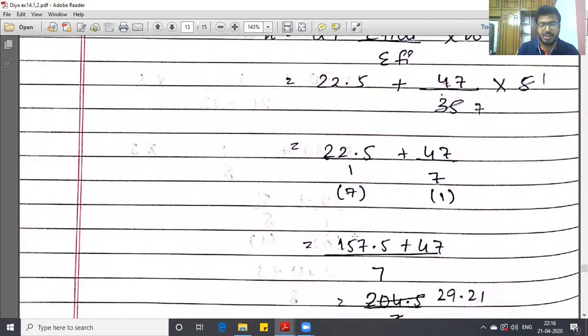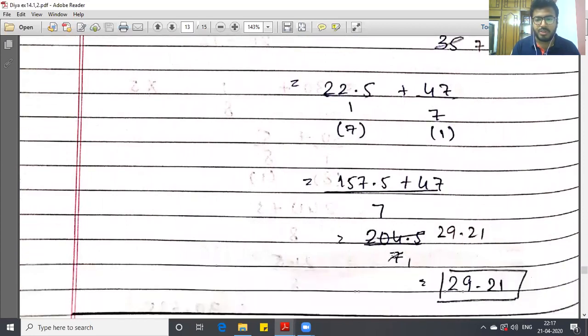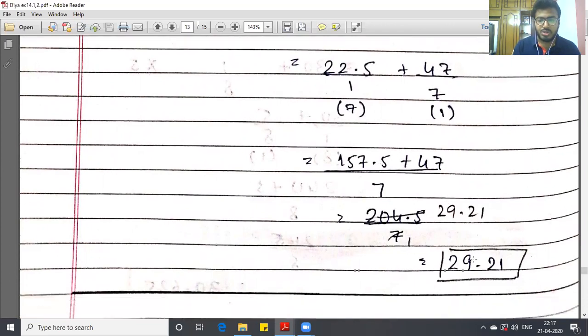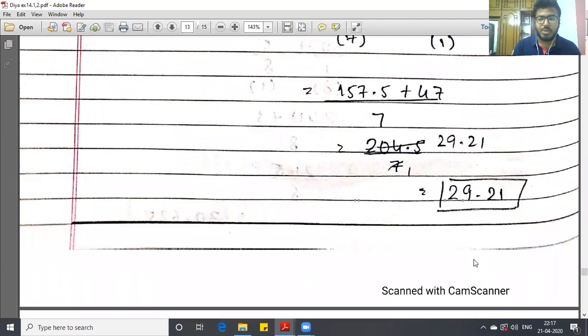We are taking the LCM as 7. Either you can take the LCM or you divide: 47 divided by 7 and then just add it. Any way you can do it, whichever you feel good and easy doing. 1 into 7, so 22.5 into 7 is 157.5. 7 into 1, so 47 into 1 is 47. Adding both, 204.5 upon 7, you do the division and you'll get 29.2. So you got the mean as 29.21.